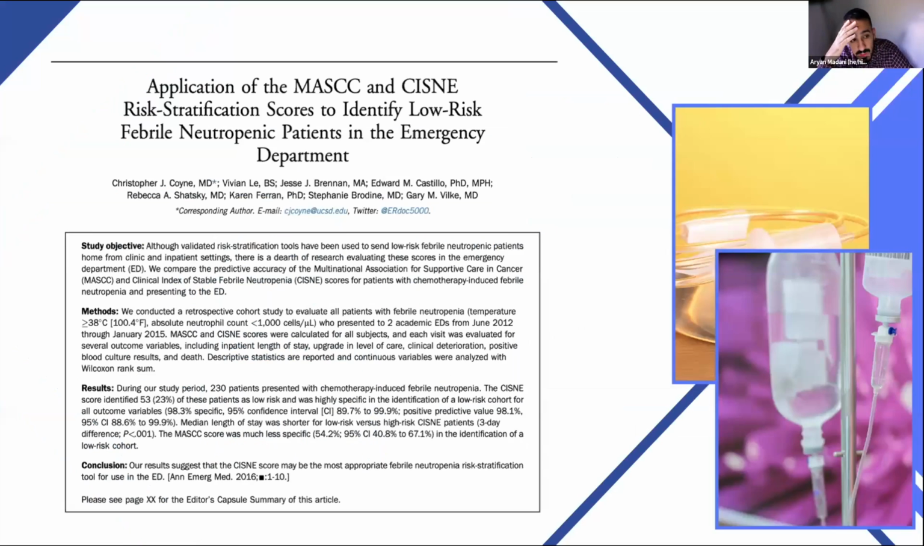But most importantly, I want to focus on how we can use some of these scores in the ED. So there's a paper that I found here. MRAP does a great segment on this as well. It's the application of the MASCC and CISNE risk stratification score to identify low-risk febrile neutropenic patients in the ED. This study used both scores, neither of which were created to be used in the ED setting, and aimed to assess which score was more accurate, identifying low-risk patients safe for discharge. It was a retrospective cohort study, which included 230 patients with febrile neutropenia who presented to 2 different emergency departments over a 3-year period. They included patients with febrile neutropenia and individually calculated their MASCC and CISNE score to see which patients had negative outcomes in a 30-day period.